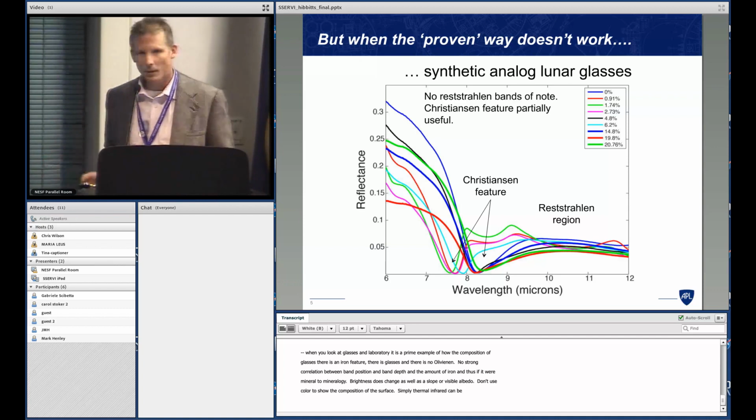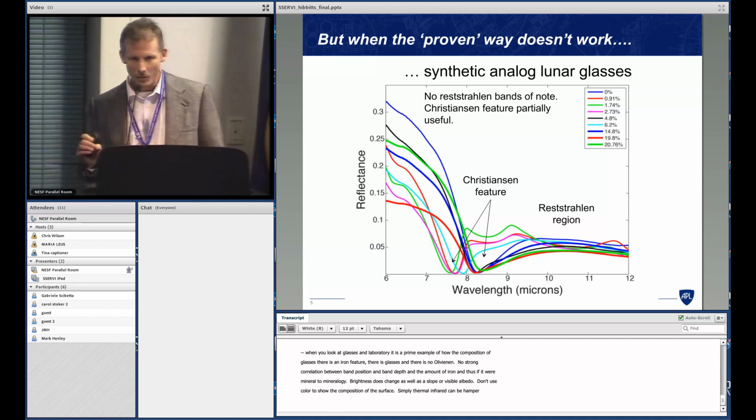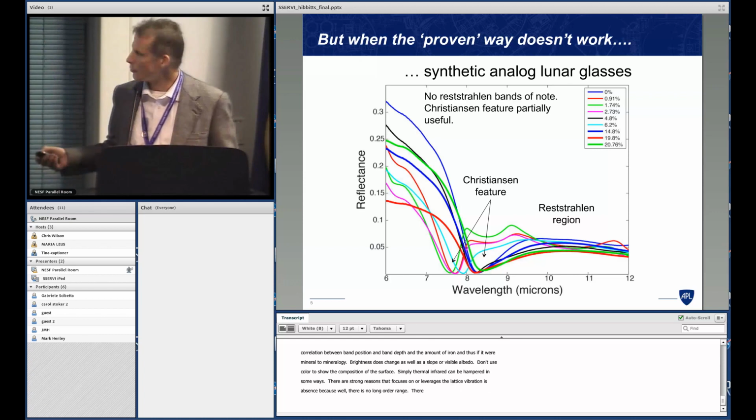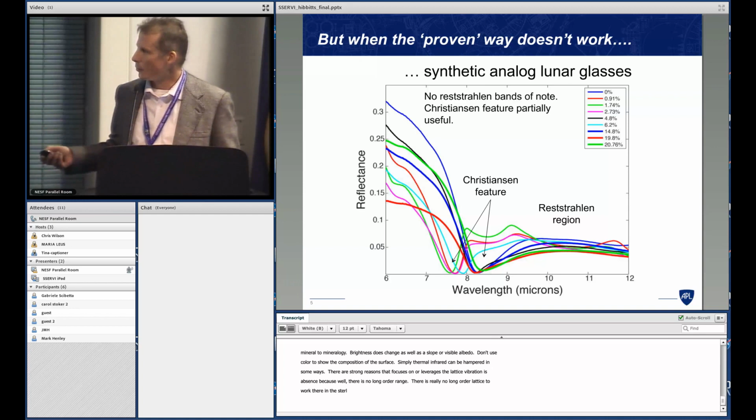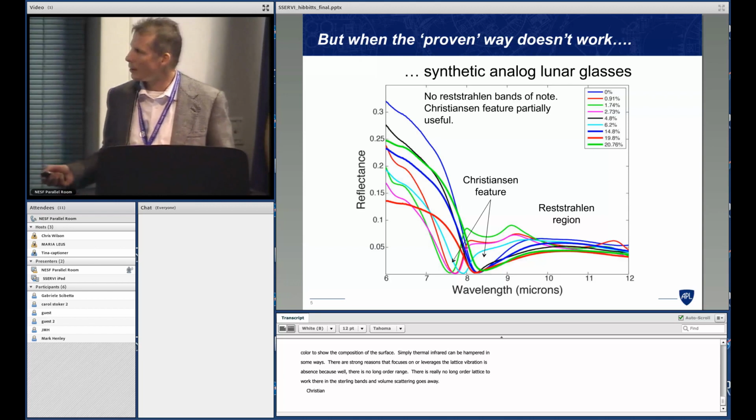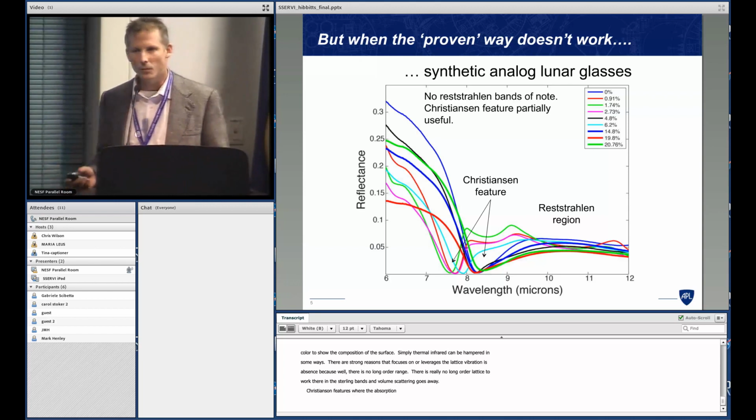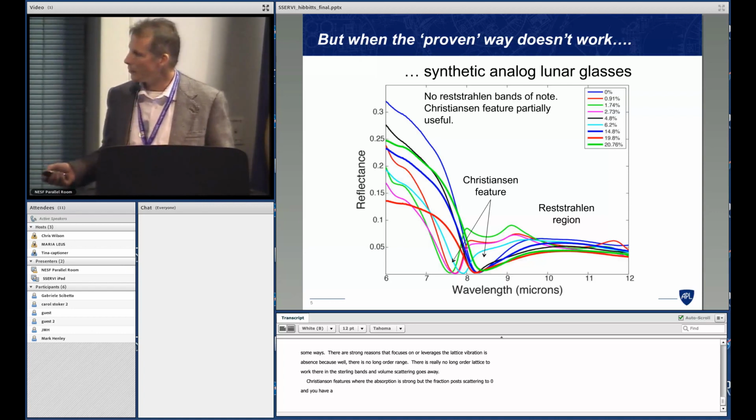Similarly, thermal infrared can be hampered in some ways. Because it's a glass, the Reststrahlen bands, which leverage the lattice vibrations, are absent because there's no long-range order, and so there is really no long-range lattice to work with. The Reststrahlen bands all merge together, and your volume scattering goes away. Everything is very highly emissive, or in this case, very low reflective. The Christensen feature is where the absorption is strong. However, the real index of refraction, n, approaches 1, so your scattering drops to 0, and so you have an emissivity peak or a minimum in your reflectance.